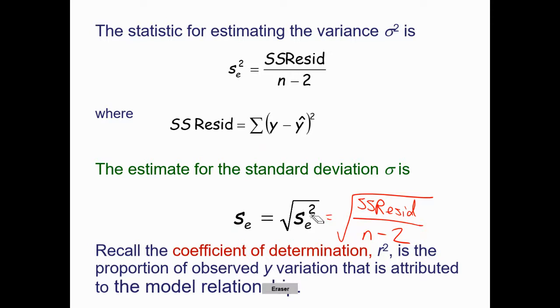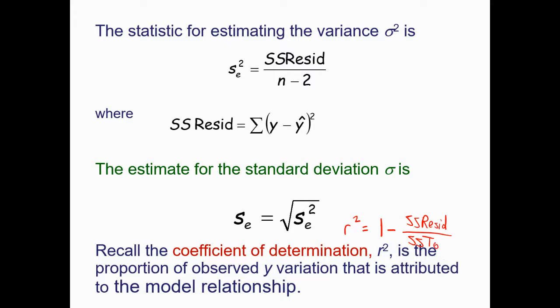And then recall that the coefficient of determination, which is r squared, is the proportion of observed y variation that's attributed to the model relationship. And you may remember that r squared is equal to 1 minus the sum of squared residuals divided by the total sum of squares.